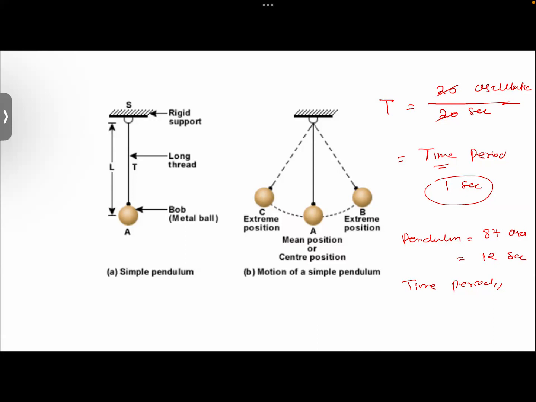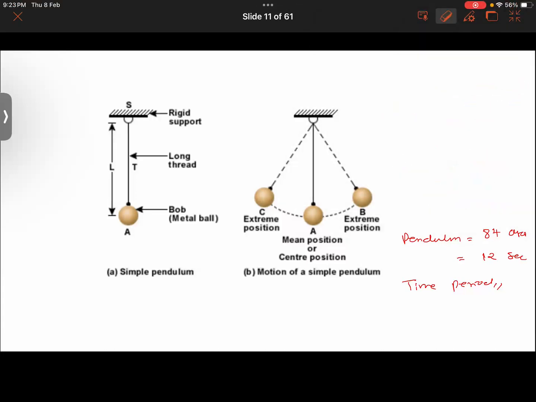You can answer it in the chat box. What is the question? The question is that you need to find the time period of a pendulum that does 84 oscillations in 12 seconds. The internet is not working, so I can't hear you. Okay, no issues. You check it out, but the thing is, the answer given is not correct actually. I will tell you in a minute. Sundus, you also solve this one, then we will understand.